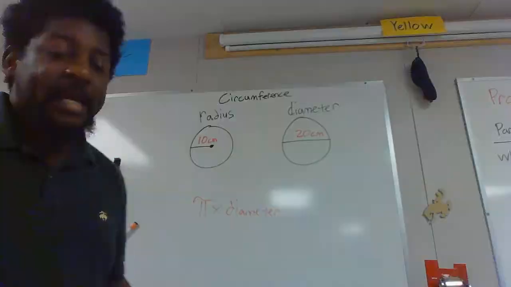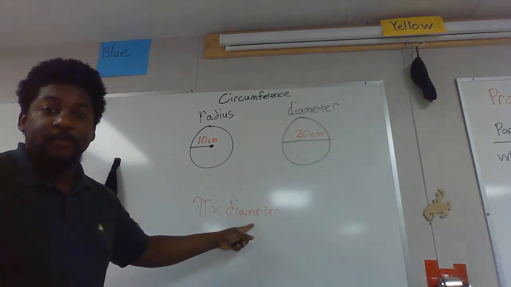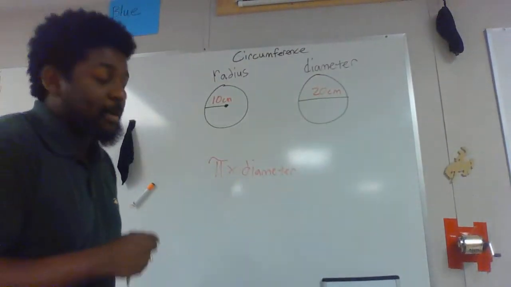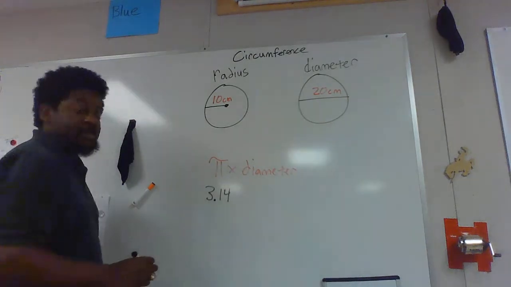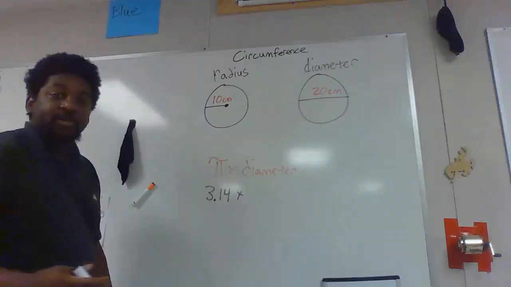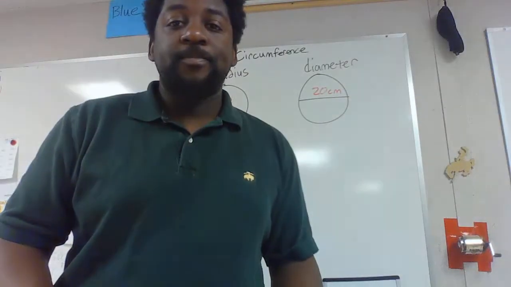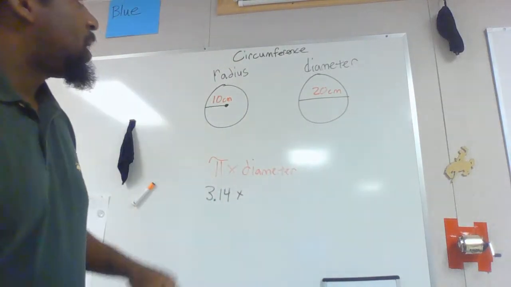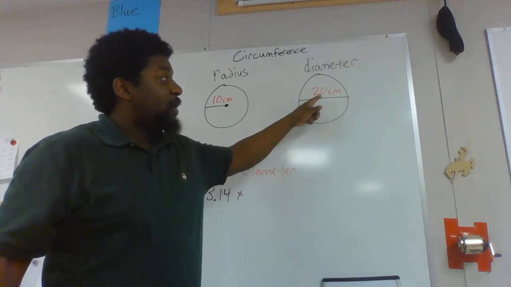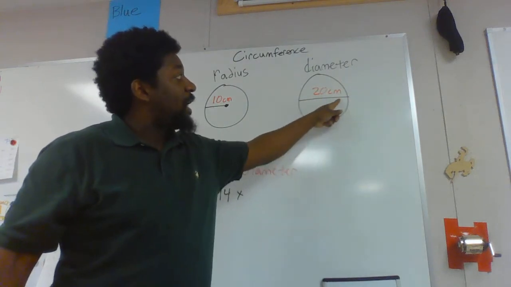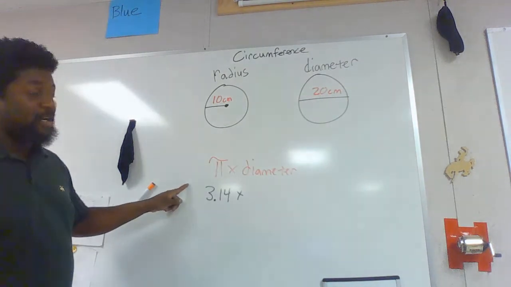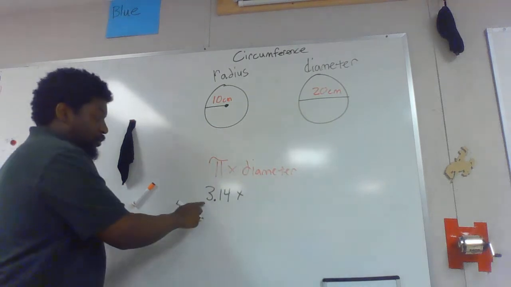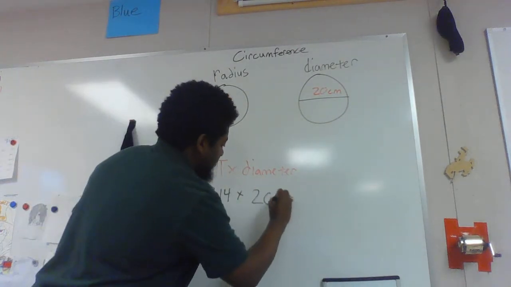The way you calculate the circumference is by multiplying that number pi times the diameter. Two things you got to remember. Pi is actually 3.14. So 3.14 times whatever your diameter is for your circle. Your diameter is the distance all the way across your circle. So here I have the diameter, it's 20 centimeters. So if I was finding the circumference of this, I would do 3.14 times 20.